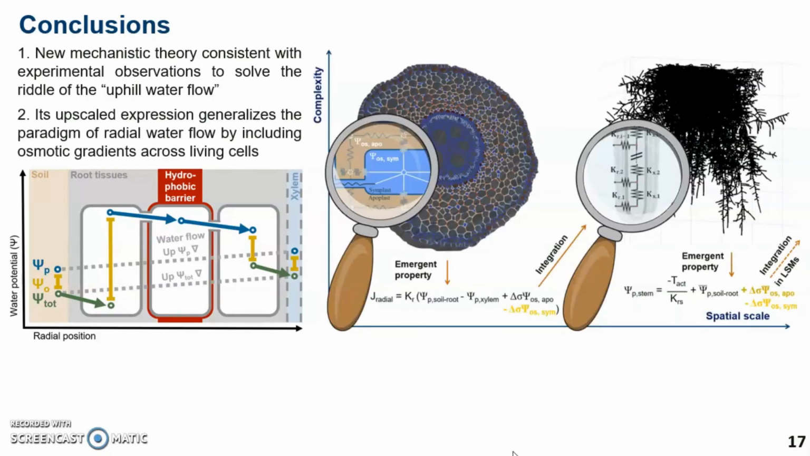We also found out that a simple solution of water flow equations across complex root hydraulic anatomies exists, and that it seemingly generalizes the current paradigm of root radial water flow, with the addition of this simple term here in yellow, which stands for the difference between average osmotic potentials in living cells on opposite sides of the endodermis.